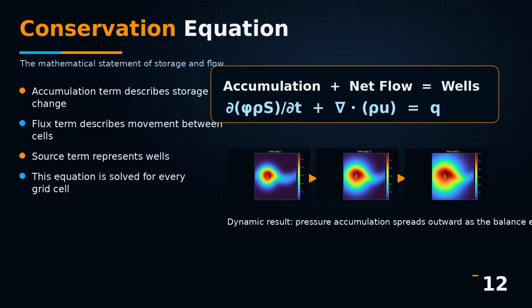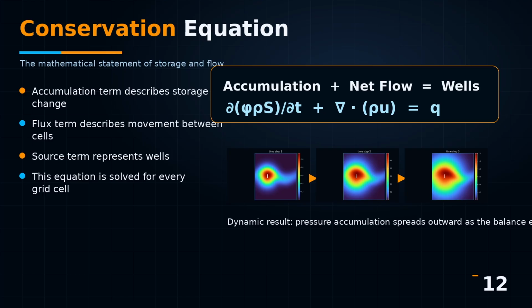This equation may look abstract, but the meaning is very practical. Imagine one grid block around an injection well. The well injects fluid into that block. Part of that fluid increases pressure and saturation inside the block. Another part flows outward to neighboring blocks. The conservation equation ensures that these quantities are consistent.